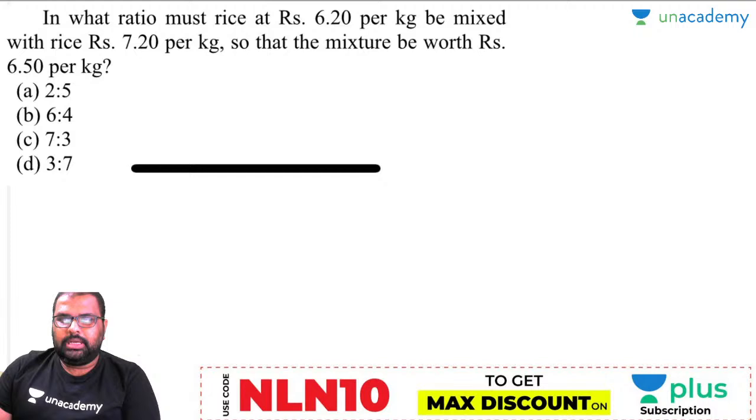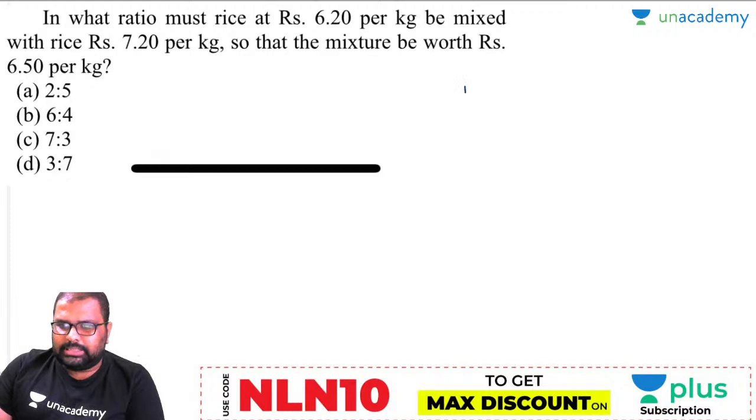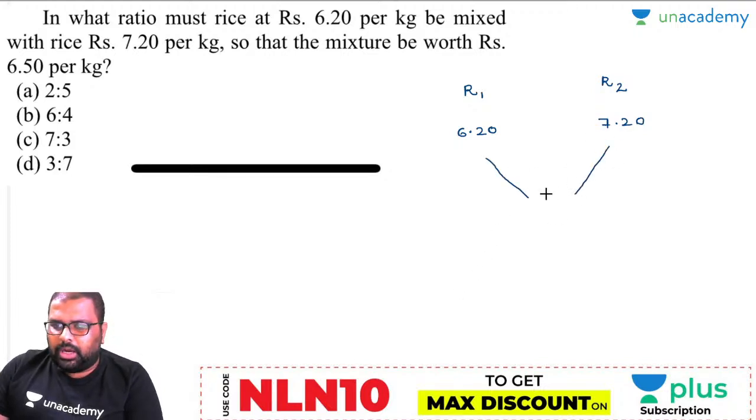Yes. Now see here, this is the question asked. In what ratio must rice at 6.20 per kg be mixed? Now let us take R1, quality of rice, is 6.20 per kg, to be mixed with another type of rice R2 at 7.20 per kg, so that the mixture is worth 6.50. Now when you closely observe, your mixture price is 6.50.